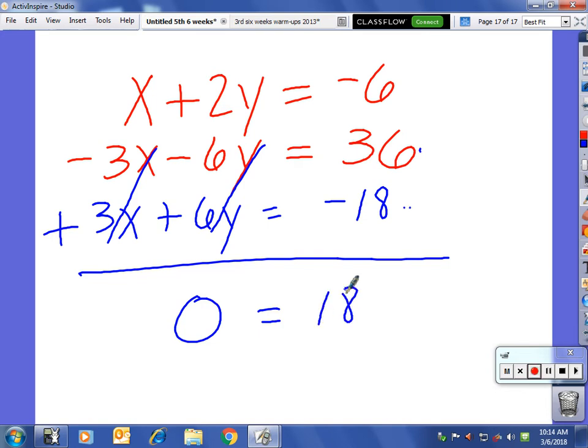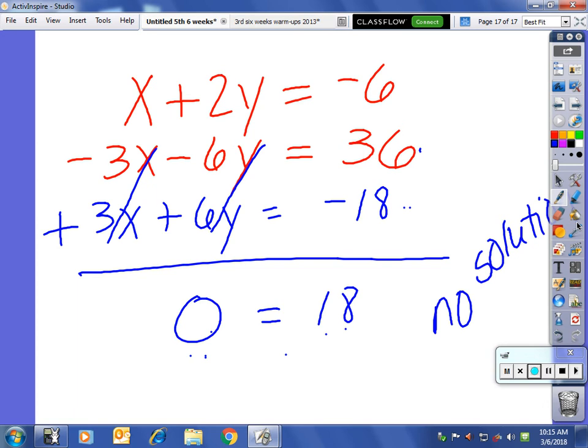18. Is that true? Does 0 equal 18? No. Guess what's going to happen with these lines? They're parallel lines. There is no solution.